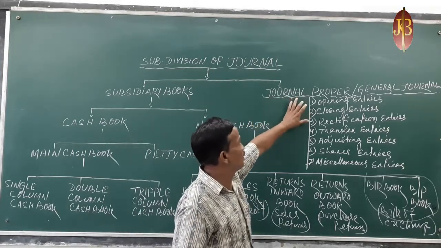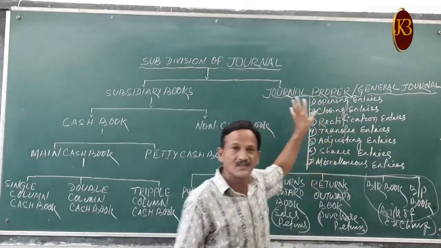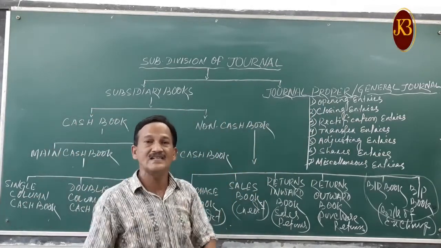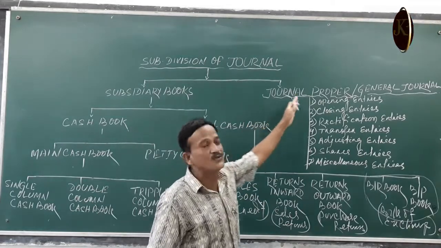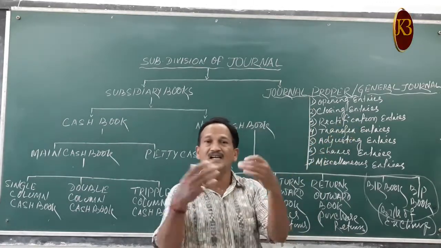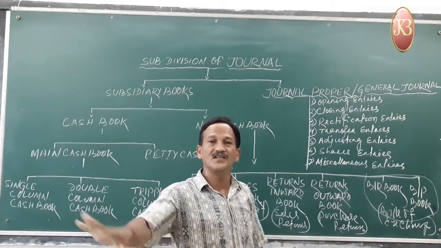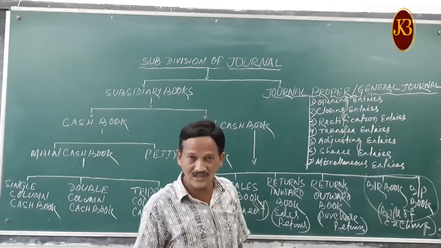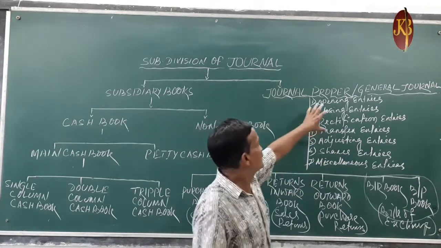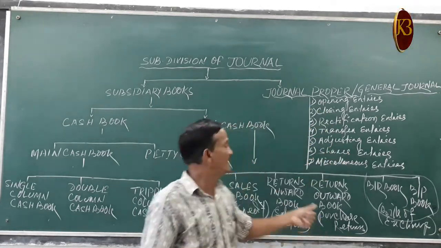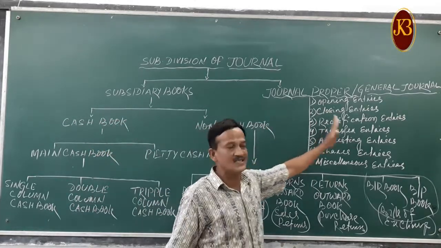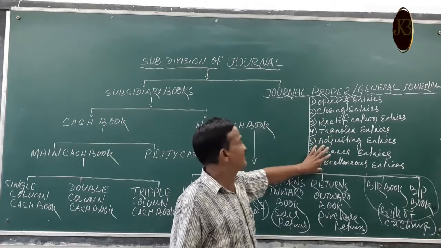Then come to the journal proper or the general journal. That means other than the subsidiary books, the rest of the entries are recorded as usual in the journal format. That is called journal proper or general journal. Just like the general recording of transactions, these transactions are recorded in the journal format, because they are not recorded in those books. So that's why it is to be separated, and very few transactions are there.